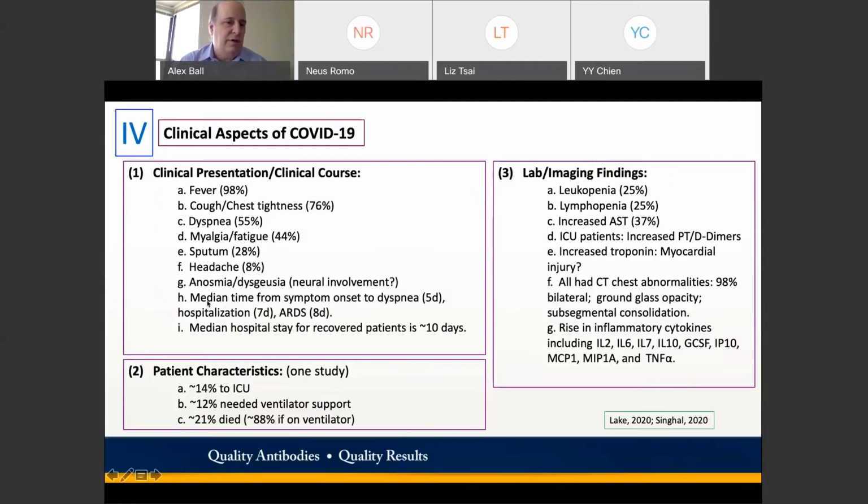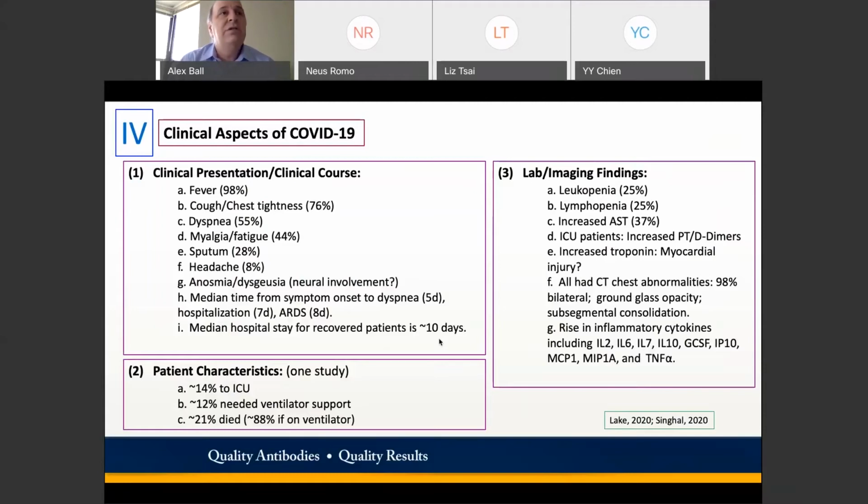In a severe case, the median time from symptom onset to shortness of breath, to hospitalization and to, as we'll see, ARDS, could be as little as 8 days. The median hospital stay for recovered patients is about 10 days. And the operating thought is perhaps 4 out of 5 patients show no symptoms or very mild symptoms.